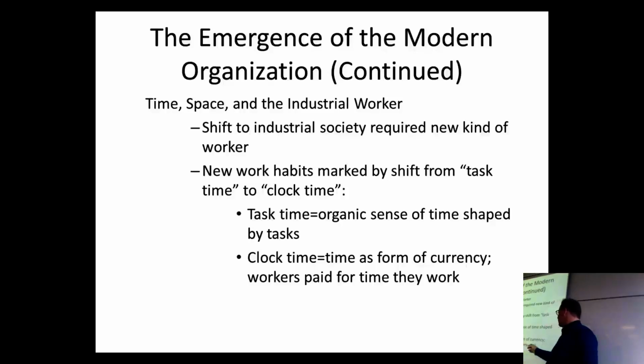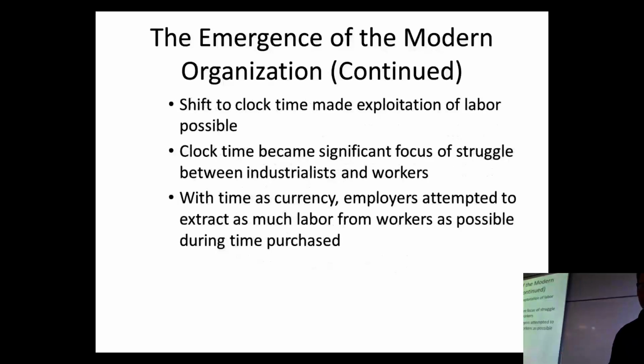Now, to explain that, task time was the organic sense of time shaped by tasks, and clock time is a form of currency. So you get paid by the hour, and workers are paid for the time they work. Now, as a worker, you realize that working very hard for 2 hours and still getting the same pay, or working so-so for 2 hours, is a lot better. So there was a question of physicality or mental constraint that you would probably try to avoid, and find a nice level where you don't fatigue yourself too much.